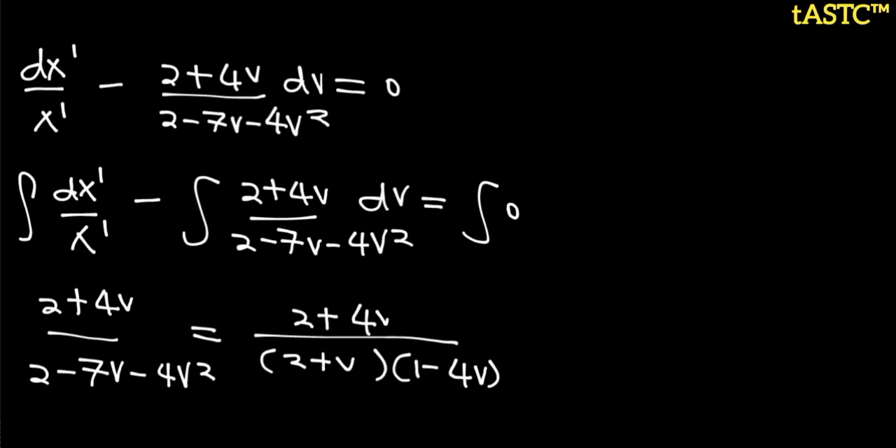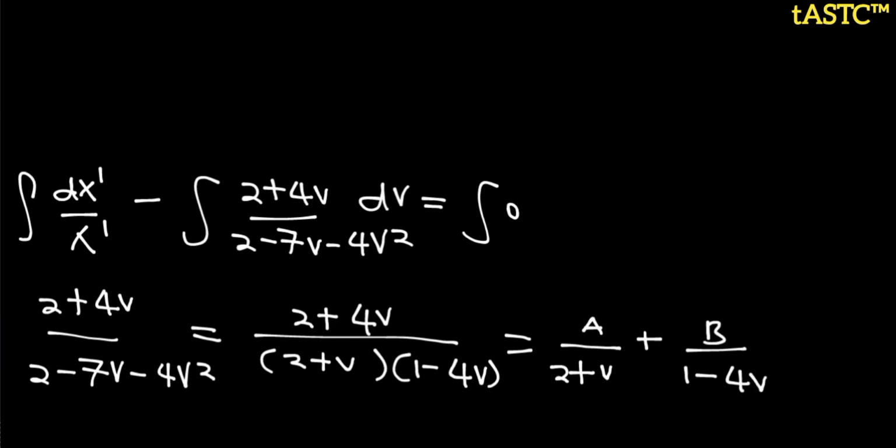So this is actually what you have. Now this could be split into partial fractions. So you can have this to be equal to a divided by 2 plus v plus b divided by 1 minus 4v. So that is what we actually need to work. So we're just going to do that very briefly.